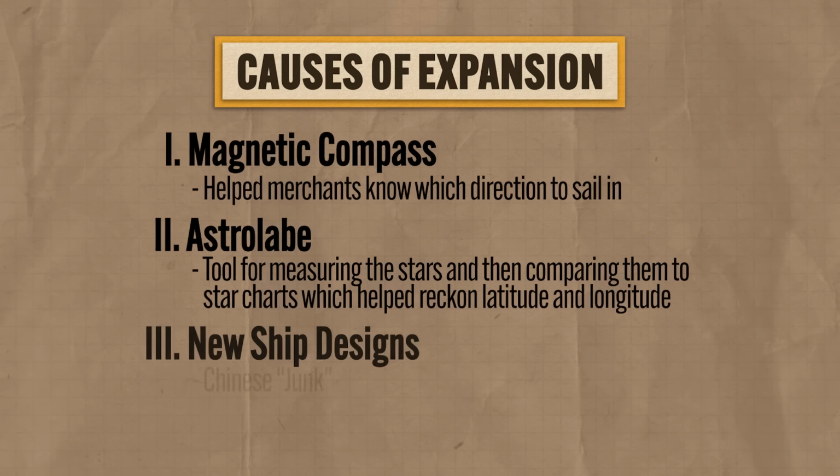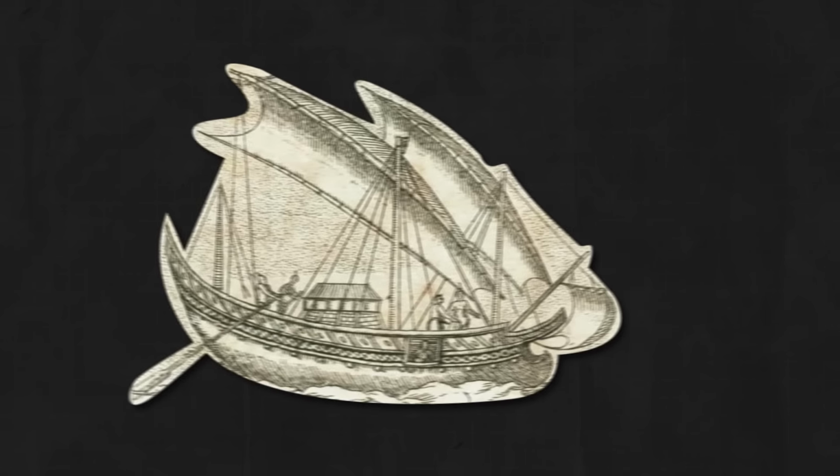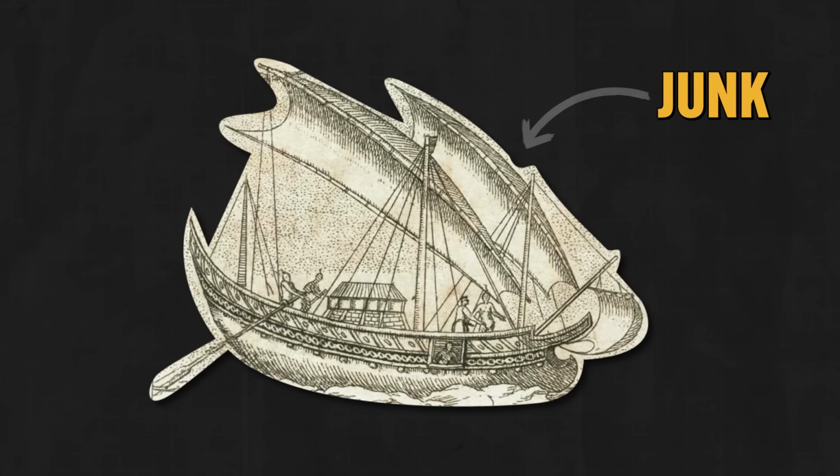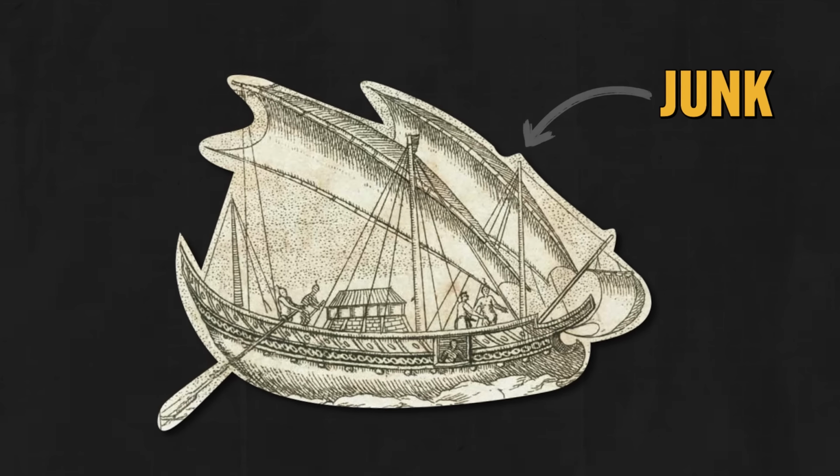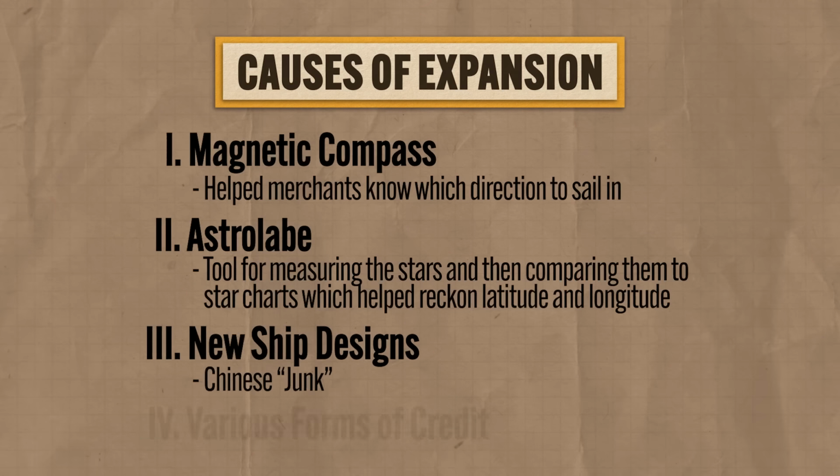And then third were new ship designs like the Chinese junk. These were massive ships with enormous cargo holds that could transport metric buttloads of goods across the ocean. But then there were innovations in commercial practices that facilitated trade as well. And these were essentially the same practices that were introduced on the Silk Roads, practices like various forms of credit.